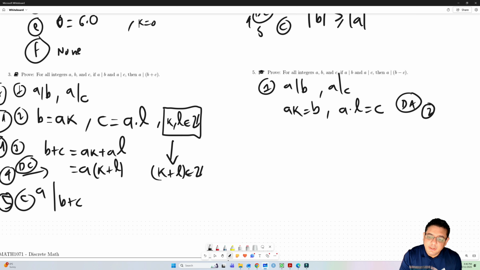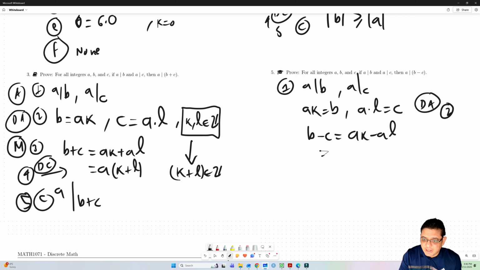Step 2. Now we subtract, we're going to subtract b and c. So b minus c is just going to be ak minus al. And I can factor out a, k minus l. This is going to be my manipulation step, which is step 3. Now here, notice that b minus c equals a times (k minus l). This is also my step 4. This is my definition of the conclusion.